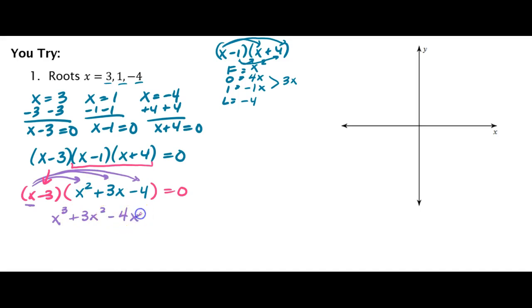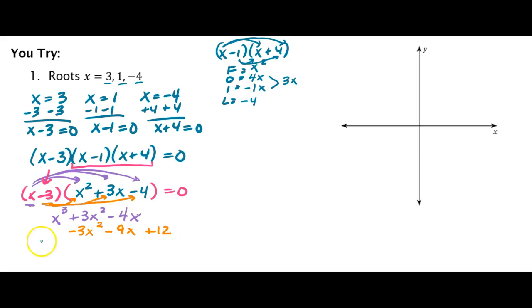Now I'm going to do the same exact thing with the negative 3. So now I'm going to take this negative 3 and multiply it by x squared, by 3x, and by negative 4. And I like to line things up to kind of save myself a little time later. So negative 3 times x squared is negative 3x squared, and you'll notice I lined it up under the other x squared term. Negative 3 times 3x is negative 9x. And then negative 3 times negative 4 is plus 12.